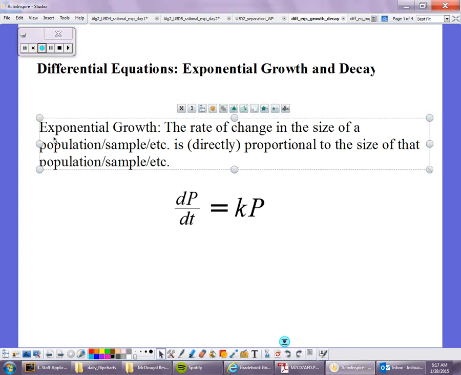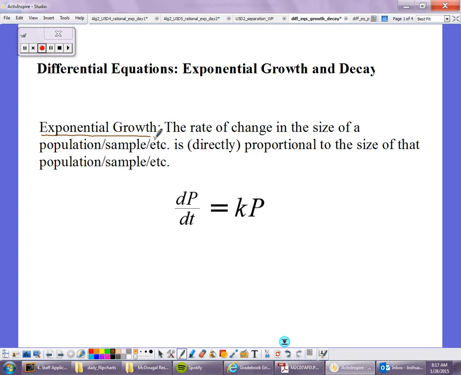If you think of exponential growth, what does that mean? That means that the rate of change in the size of some population or sample, or something, temperature even, is directly proportional to the size of that population or sample or whatever we're talking about. So if P is the thing that we're talking about, say P is a population, as you see it the most common, the change in the population over time is equal to some constant times P. So it's always proportional. How fast the population is increasing depends on how big P, the population, is.